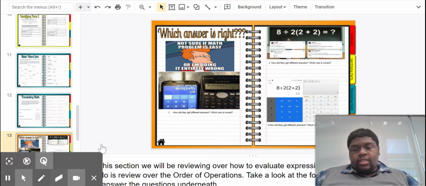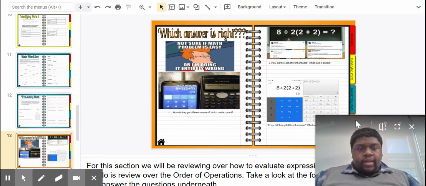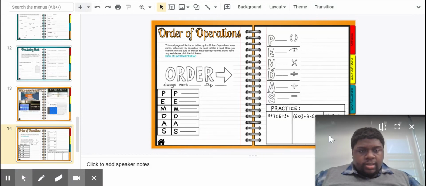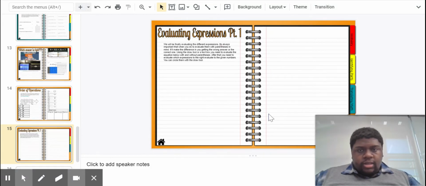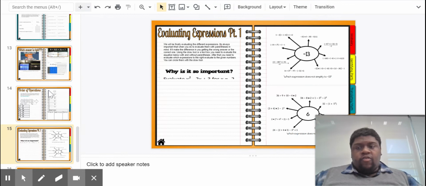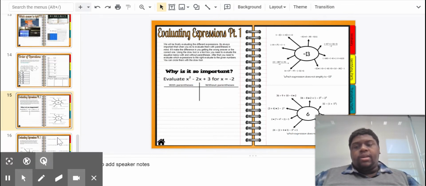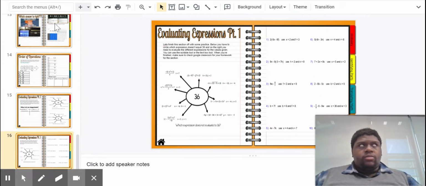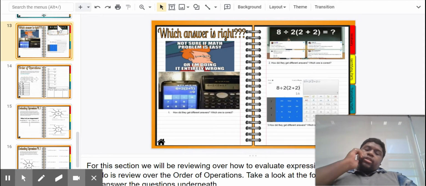This is the evaluating expressions section, I believe. So let's talk about it. There are four slides in this, so this section is a bit heftier than the other three that we've talked about. So let's talk about what you have to do on this.